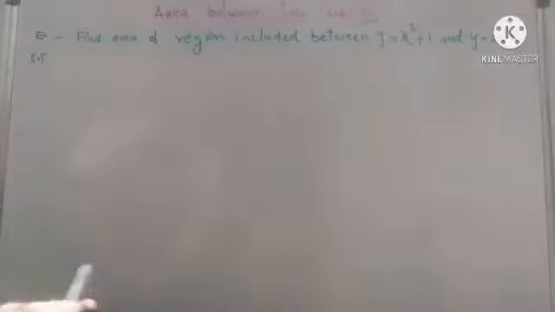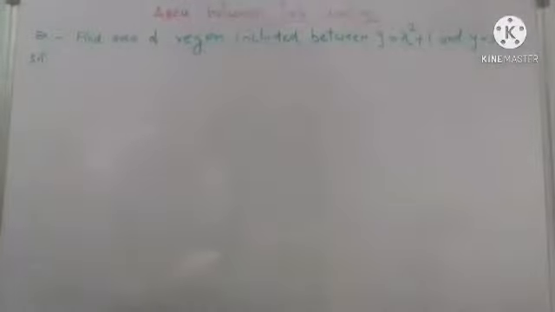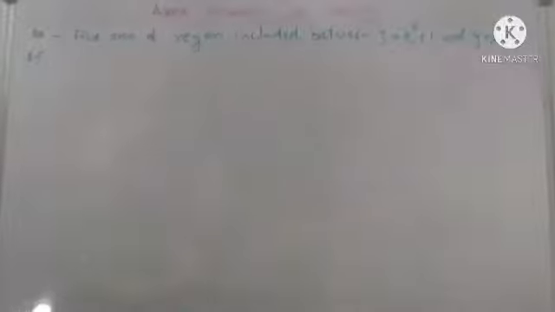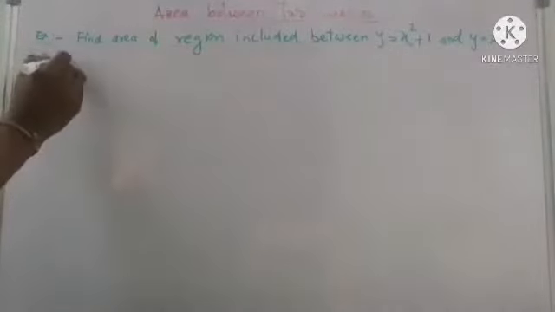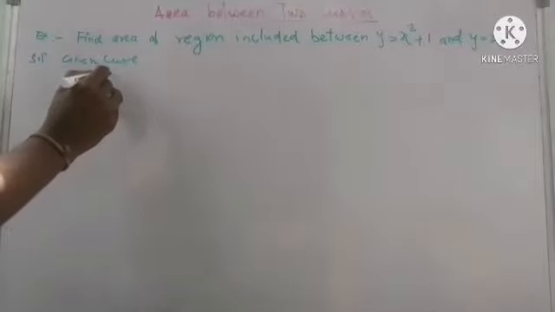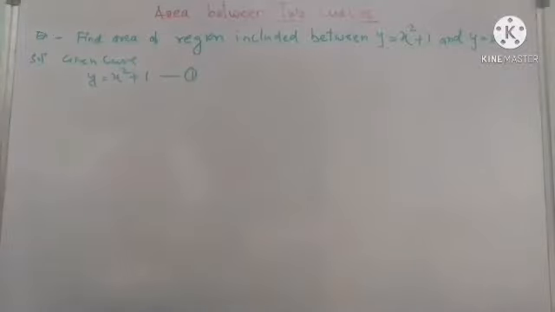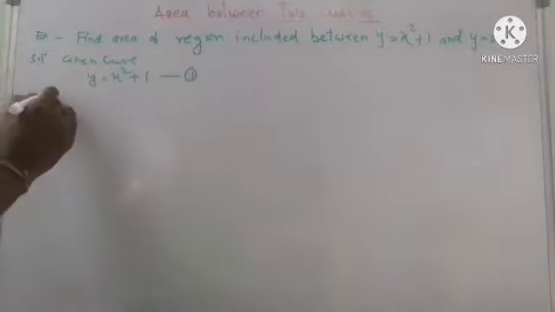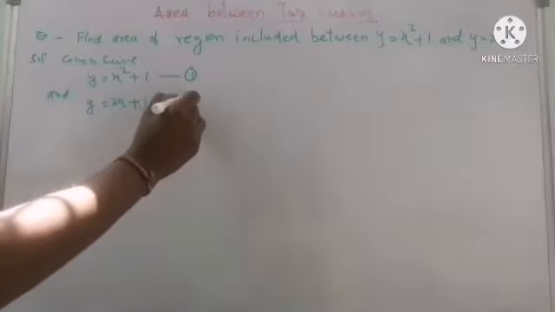Find the area of the region included between y equals x square plus 1 and y equals 2x plus 1. As these are the two curves, between these two curves we have to find the area. So we take first the equation of the given curves. The first curve is y equals x square plus 1. As this is the equation in explicit form, we take it as it is. And the second equation is also y equals 2x plus 1, which is again an explicit function.